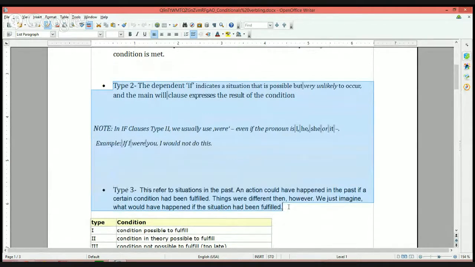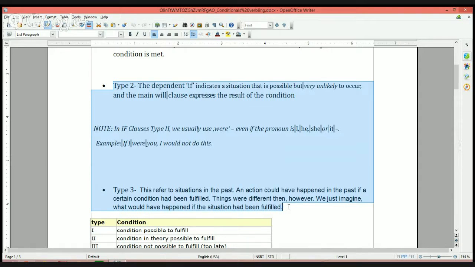Okay. Type 2. The dependent if clause indicates a situation that is possible but very unlikely to occur, and the main will clause expresses the result of the condition. Note: in if clauses type 2, we usually use were, even if the pronoun is I, he, she, or it. Example: if I were you, I would not do this. Type 3. These refer to situations in the past. An action could have happened in the past if a certain condition had been fulfilled. Things were different then, however. We just imagine what would have happened if the situation had been fulfilled.